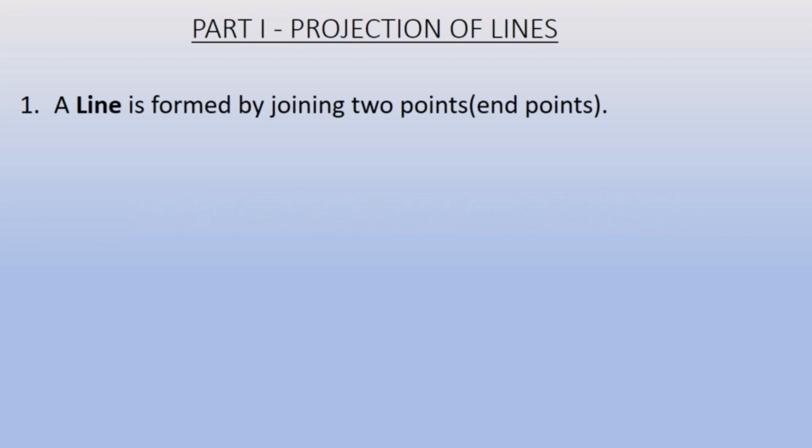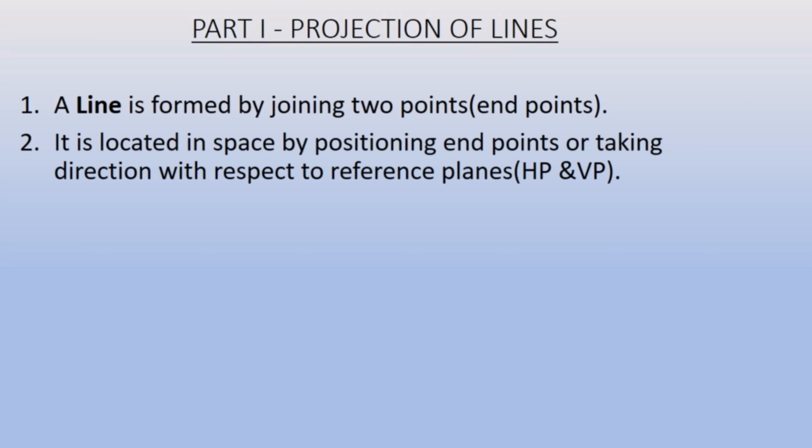So part 1, the projection of lines. So first thing is, what is a line? A line is formed by joining 2 points, say the 2 end points. So in simple words, 2 points when joined will make a line. So in projection of lines, the location of the line will be given with respect to the end points and direction with respect to the reference planes, that is horizontal and vertical plane.